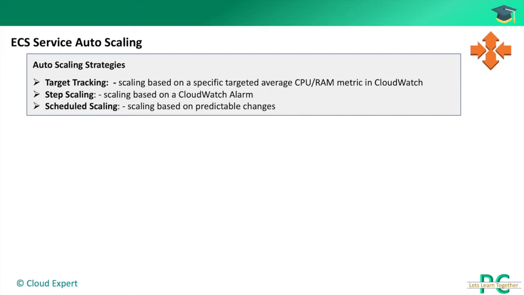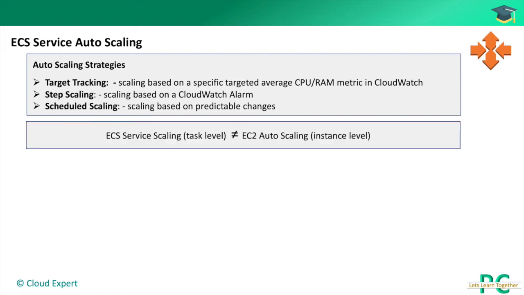Now you might be thinking these scaling strategies are very similar and you already use them in EC2 autoscaling. So is EC2 autoscaling the same as ECS service autoscaling? The answer is these scaling techniques are the same. But ECS service autoscaling, that means at task level, is not equal to EC2 autoscaling at instance level.